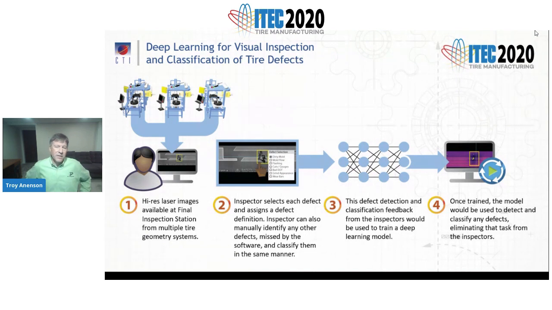the human inspector can manually classify each defect by selecting the appropriate defect and picking a classification from a drop-down list. They could even look for other visual defects that were not found by the software and identify those and classify them in the same manner. They would also have the tire available to help in this process.